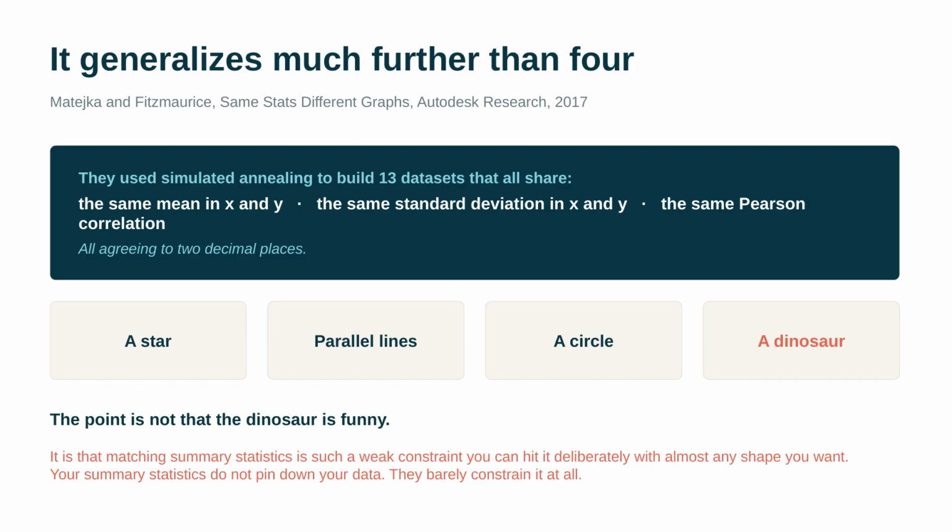The point is not that the dinosaur is funny. The point is that the constraint of matching summary statistics is so weak that you can hit it deliberately with essentially any shape you want. Your summary statistics do not pin down your data. They barely constrain it at all.